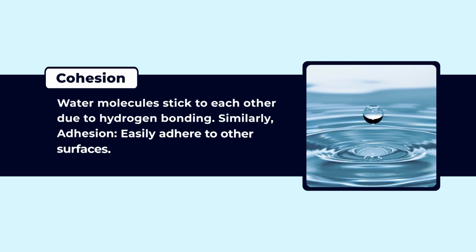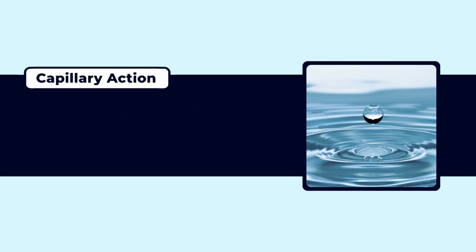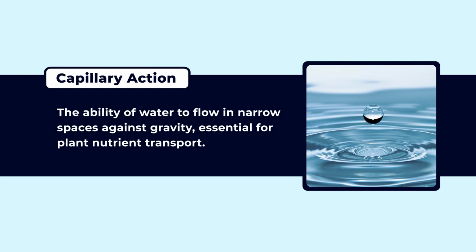Similarly, there is good cohesion force because of hydrogen bonding, and adhesion is also good. That is why you can see that water sticks to other surfaces. It also exhibits capillary action, so it can flow into narrow spaces, which is essential particularly for plant nutrient transport.